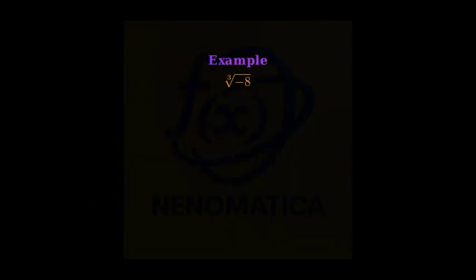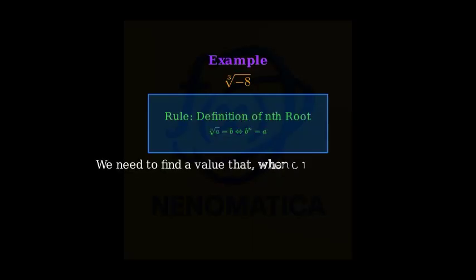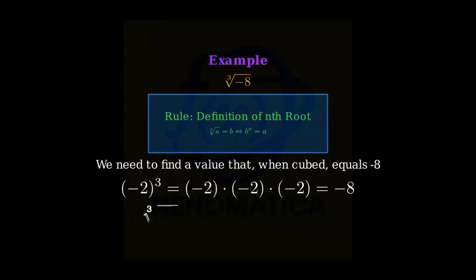We need to find the cube root of -8. To solve this problem, we need to find a number that, when cubed, equals -8. Let's think about this. When we cube a negative number, we get a negative result. So we're looking for a negative number whose cube is -8. Let's try -2. -2 cubed is -2 times -2 times -2, which equals -8. So we can write the cube root of -8 equals -2. And we can verify this by checking that -2 cubed equals -8.